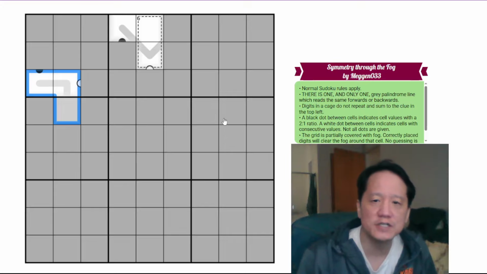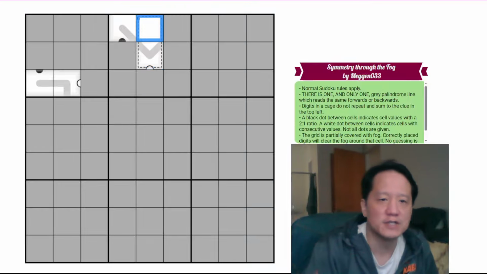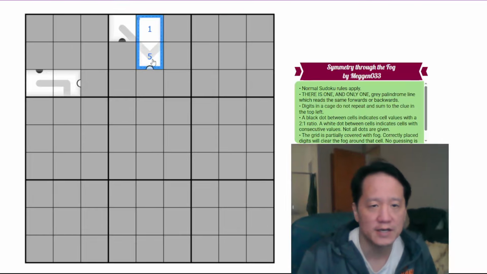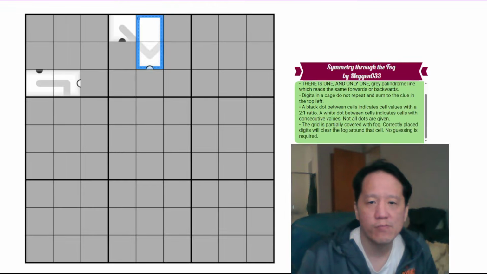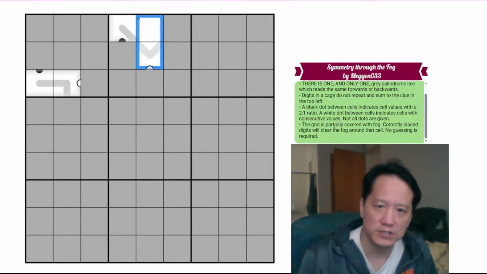Digits in a cage do not repeat and sum to the clue in the top left. So, for example, these digits add up to 6. So if we had a 1 here, this would have to be 5 because these digits must add up to 6. Those are also known as killer cages.